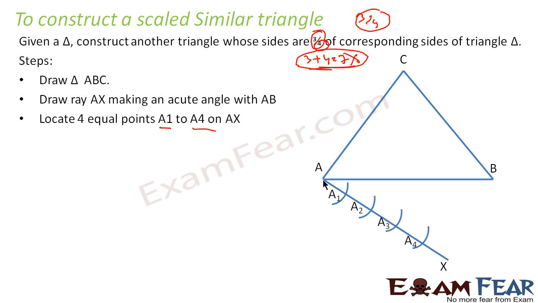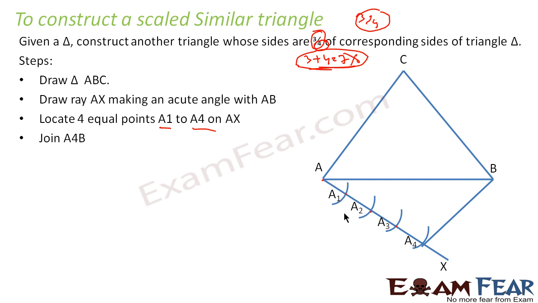How we have done this, we know. From this point take the compass, draw this one. Then from this point take the compass, draw this point. All equal length. This point, this point, take the compass, draw like this, and you will get all these points. Once I have all the points, let's join A4 and B. So I have joined A4 and B.